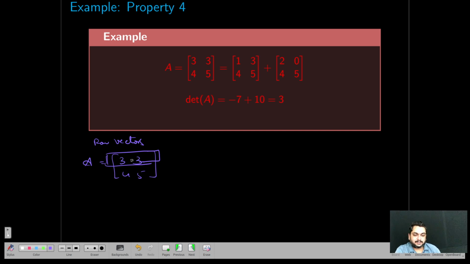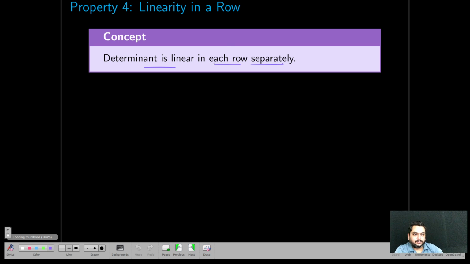What this property says is that if I take just one row and change it, I will not touch the second row. If it is the sum of these two, if you add these two rows only, I will get back this row vector. So the determinant will be linear in each row separately.